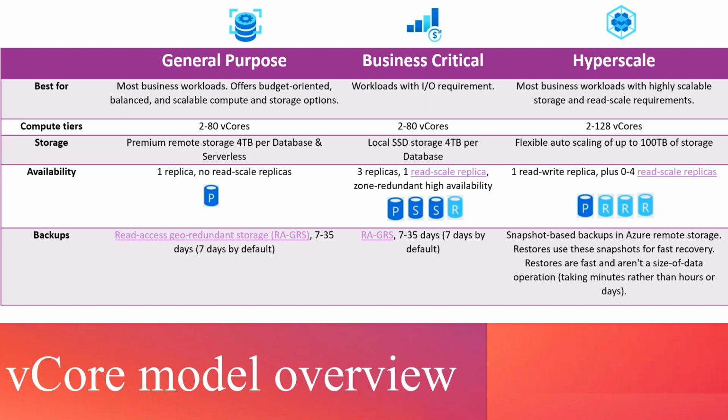When you go for compute tiers and storage, in business critical and general purpose, you can go up to a maximum of 4 terabytes. But in hyperscale, you can go up to 100 terabytes, and Microsoft is enhancing it to 200 terabytes. For backups in general purpose and business critical, backup retention is 7 to 35 days. By default it is 7 days, and you can increase it up to 35 days.